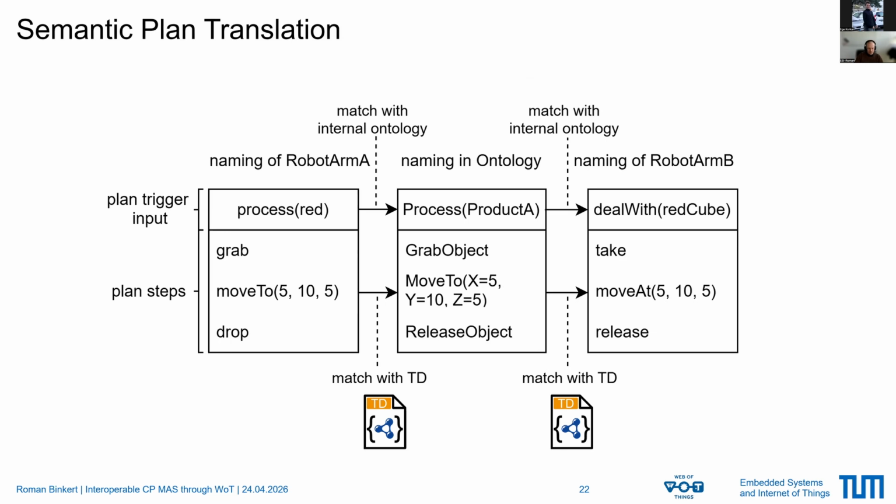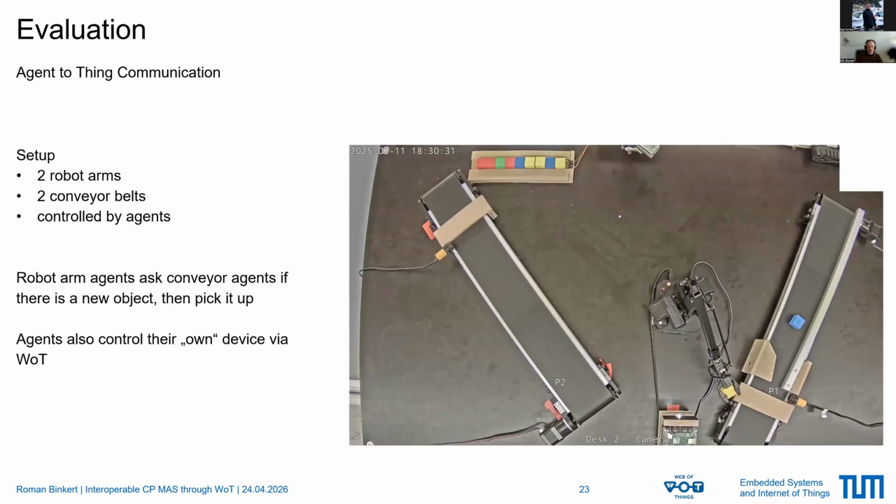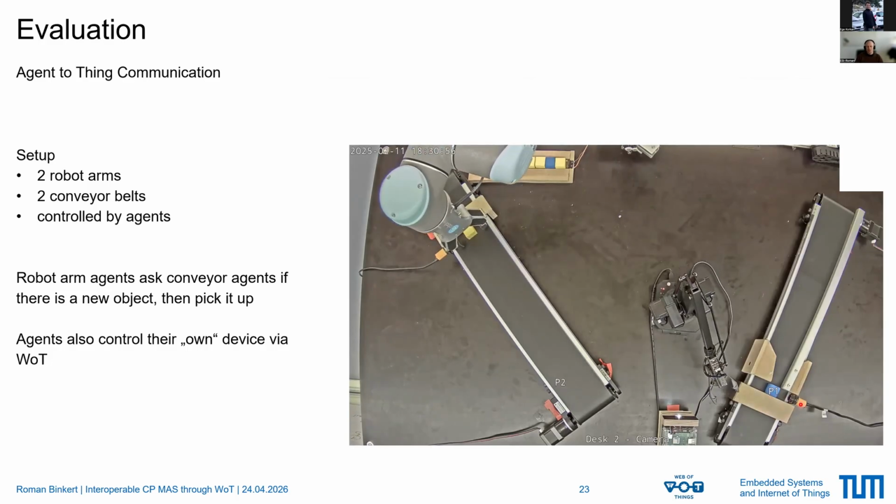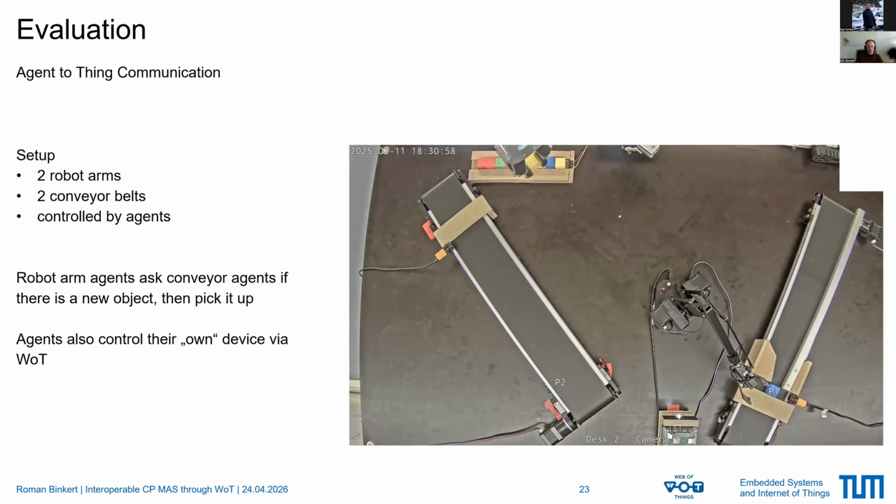Let me show you this and evaluate this maybe with some examples. First, in this case, we just demonstrate that we have some agents that are now also able to communicate with devices. So the robot arm itself is an agent. It asks the conveyor belt agent if there is an object in front of the sensor. Once there is something, then it knows, okay, now I have to go to pick it up. And then the other agent is also moving it to the other conveyor belt.